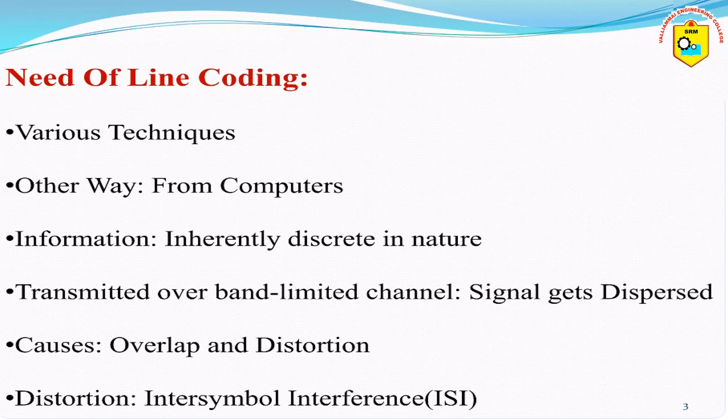So moving on, why do we need line coding? When information is transmitted, it is discrete in nature. When it is transmitted over a band limited channel, there are high chances of the signal getting dispersed, which causes overlap and distortion. The distortion takes the form of interference called inter-symbol interference. As the name says, it is interference between successive symbols or information.